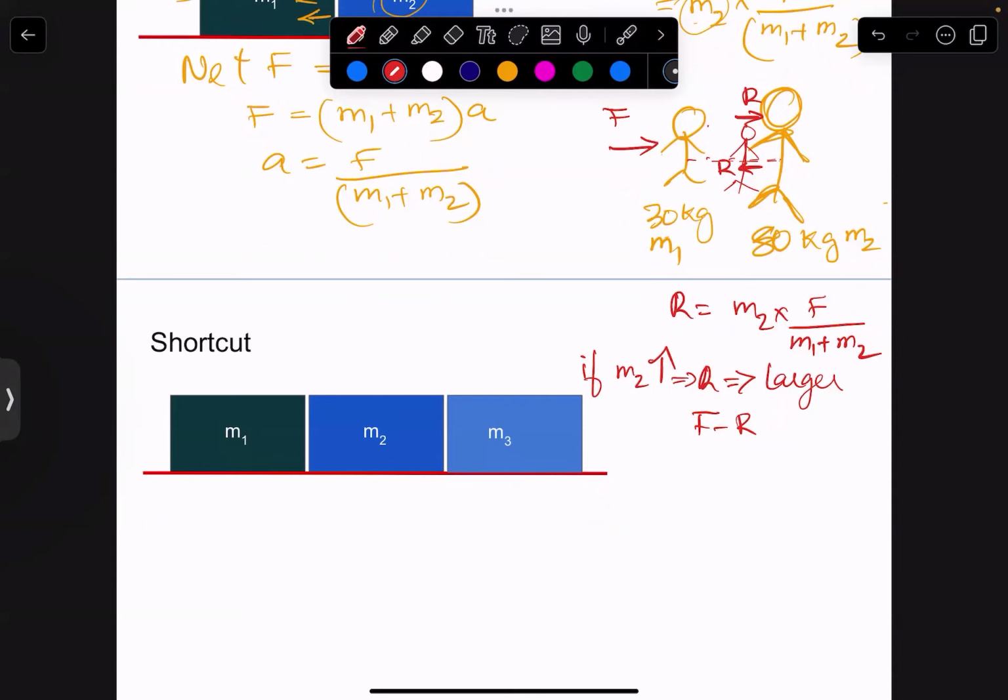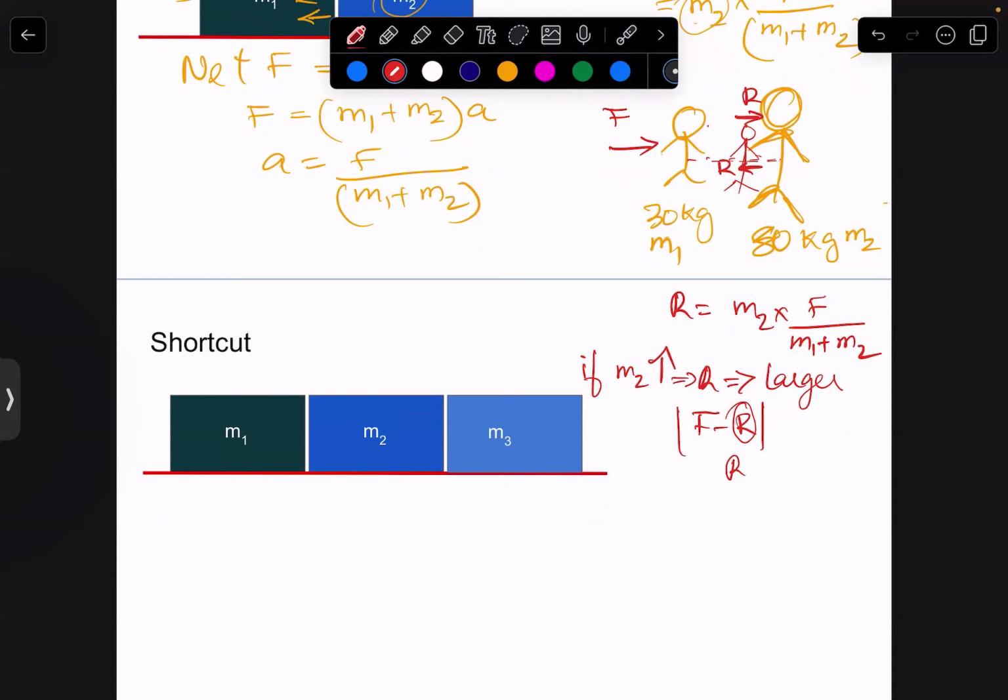So F minus R, the magnitude will depend on R, right? Sorry, the magnitude will depend on R. So if R is larger, the child will stop immediately. Otherwise, the child will get pushed more, right?